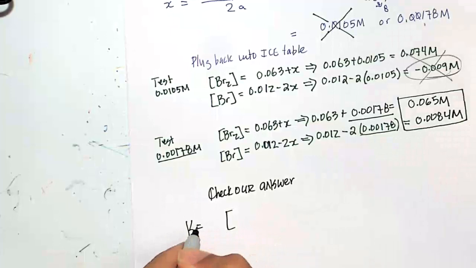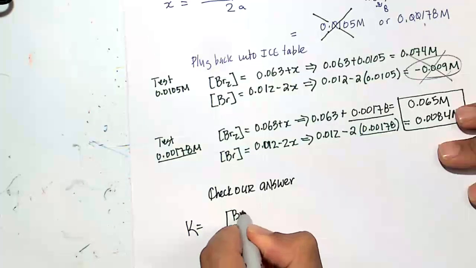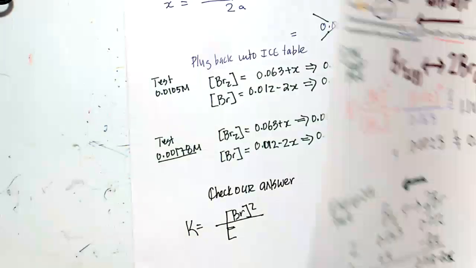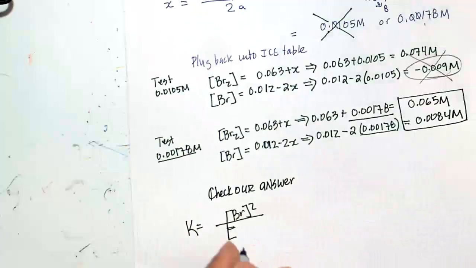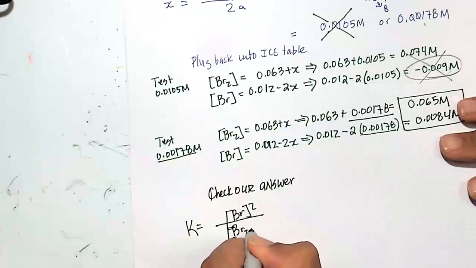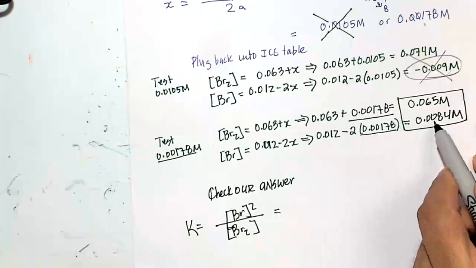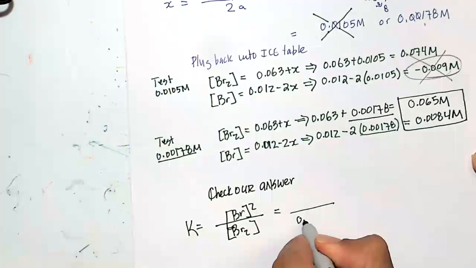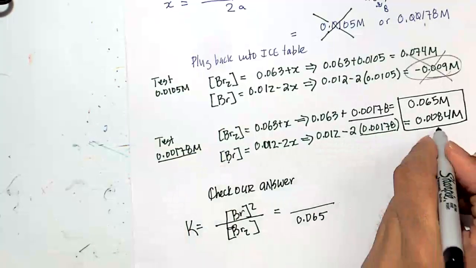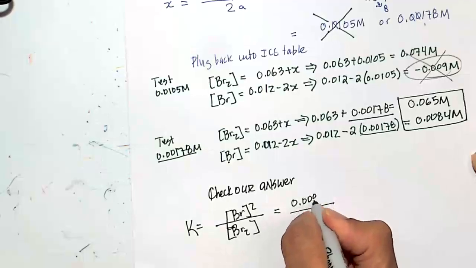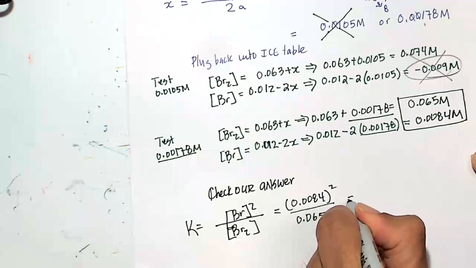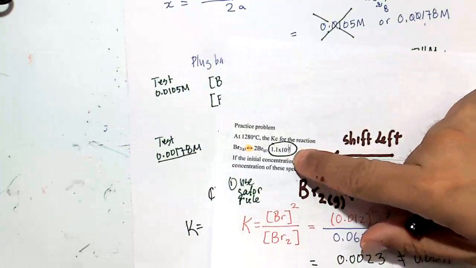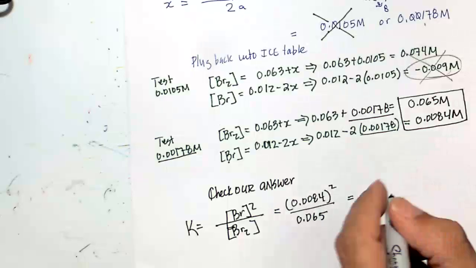K is equal to Br squared divided by Br2. Let's check our answer. Br2 is 0.065. What's Br? 0.0084. Thank you, very good. Square it. And what should it equal to? 1.1 times 10 to the minus 3.